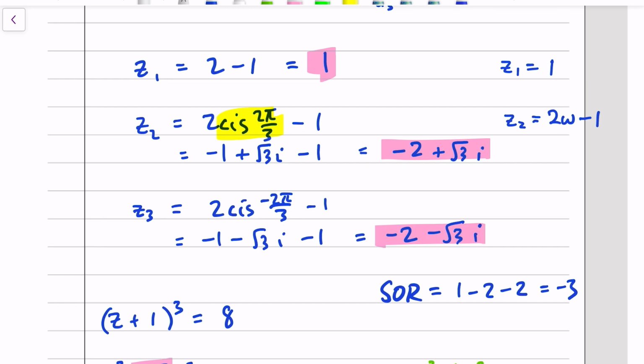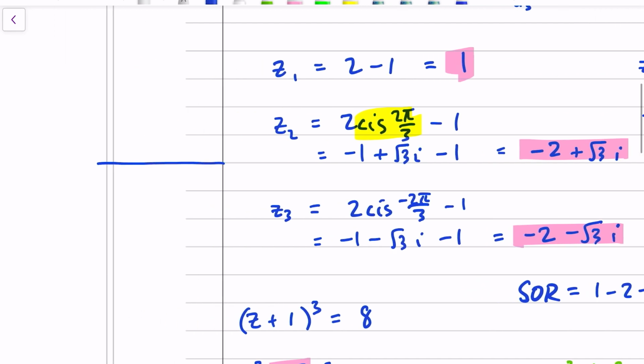And the other solution to the problem is not 2w minus 1, because as soon as I make cis 2 pi over 3 w, I can't then go and say that that one's also w, because it's the conjugate of w. But using the symmetry, cis 2 pi over 3, where does that sit? Remember, w, that's the first w.